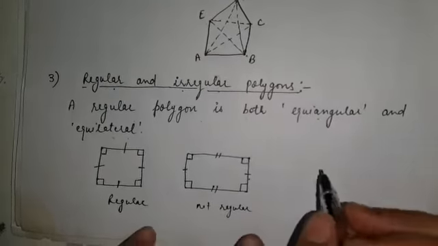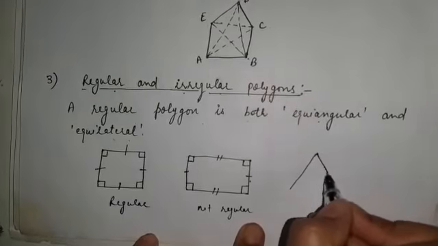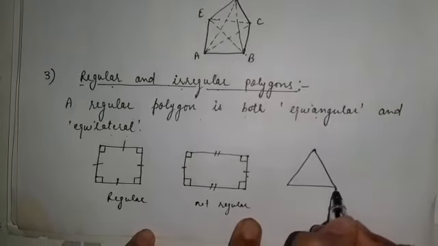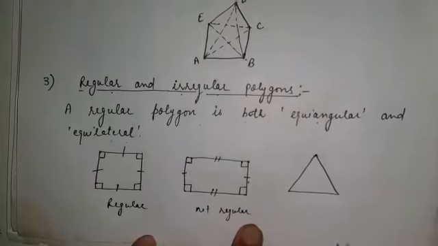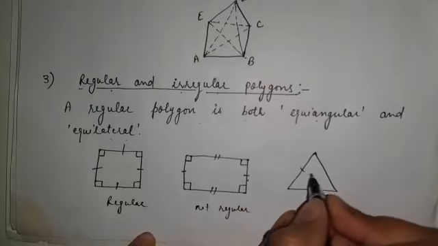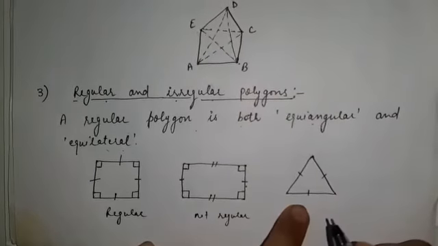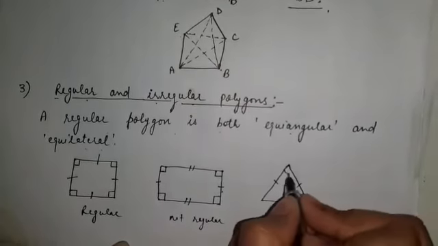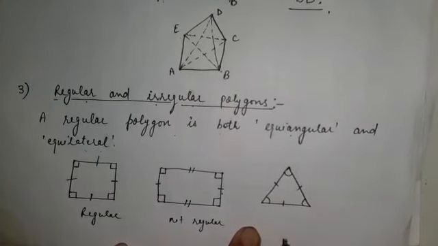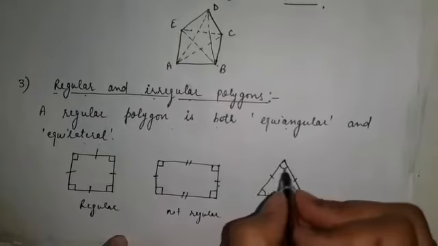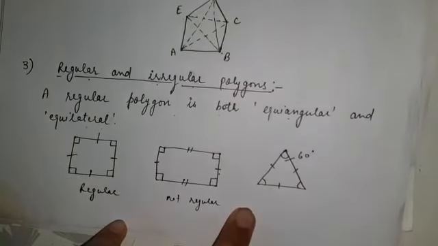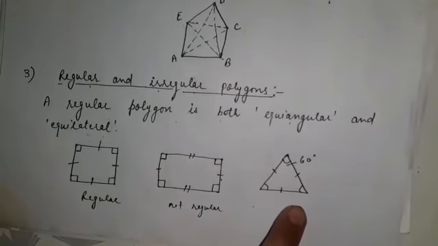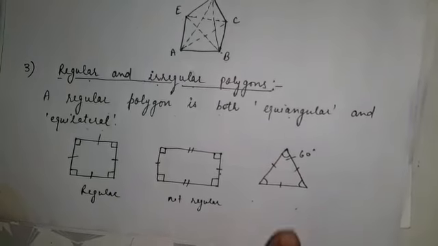Okay, now if I draw a triangle, you have already done equilateral triangles in class 7. A triangle is called equilateral when its three sides are equal, and you know that if in any triangle the three sides are equal, three angles are also equal. And what is the measure of each angle of equilateral triangle? That is 60 degree. All the three angles of equilateral triangle are of 60 degree.